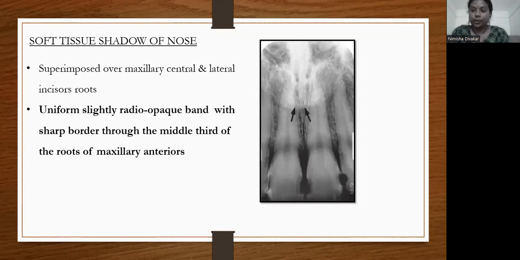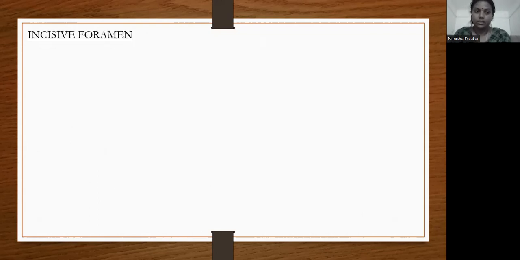This is the radiograph of a maxillary anterior, and we can see a uniform, slightly radiopaque band through the middle to apical third level of the roots of central and lateral incisors. This is denoted by the black arrow. So this is the soft tissue shadow of the nose. Second one is the incisive foramen.